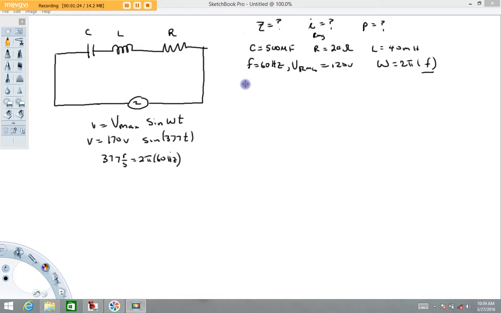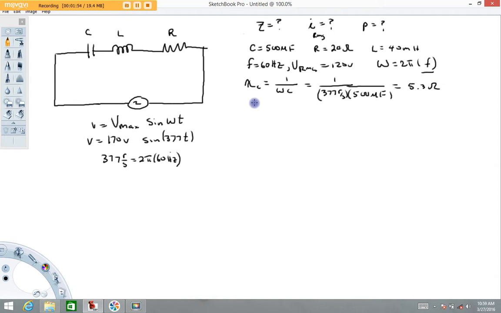So the capacitive reactance, X sub C, is equal to 1 over omega C, and that's going to equal, in this problem, 1 over 377 rad per second times our capacitance, which is 500 microfarads. And when I run this, I get 5.3 ohms.